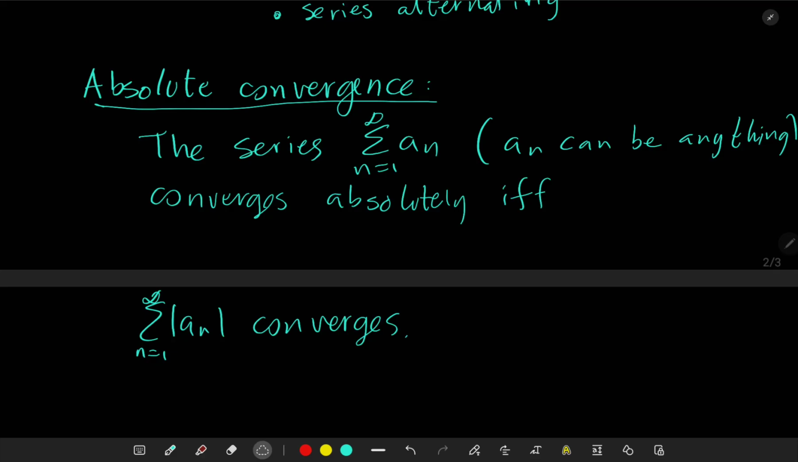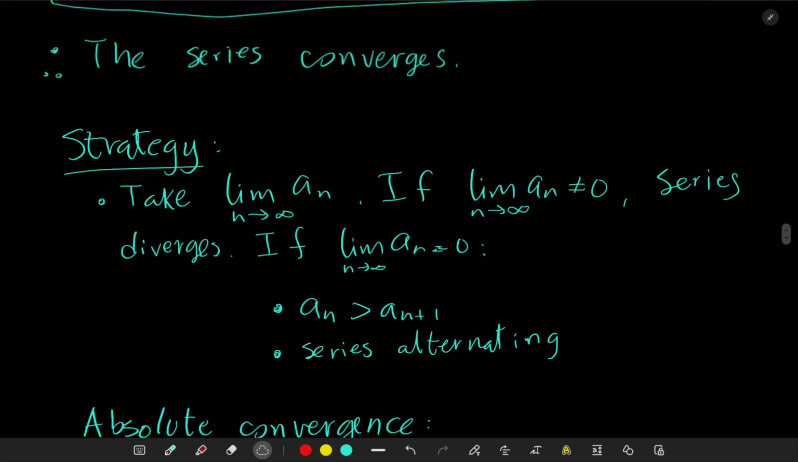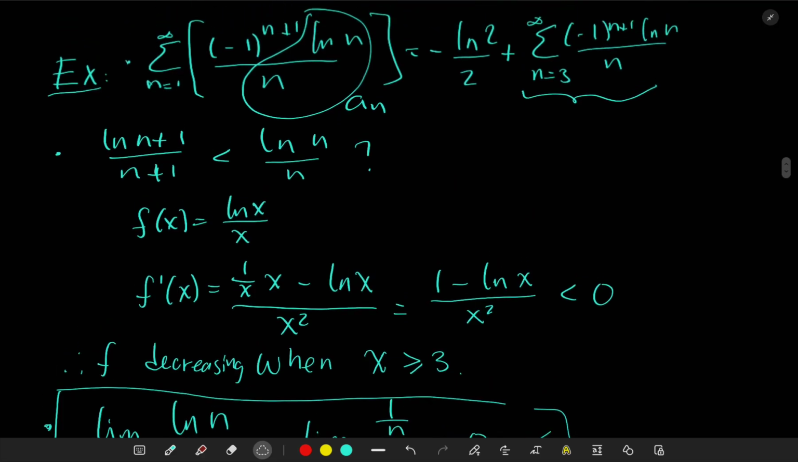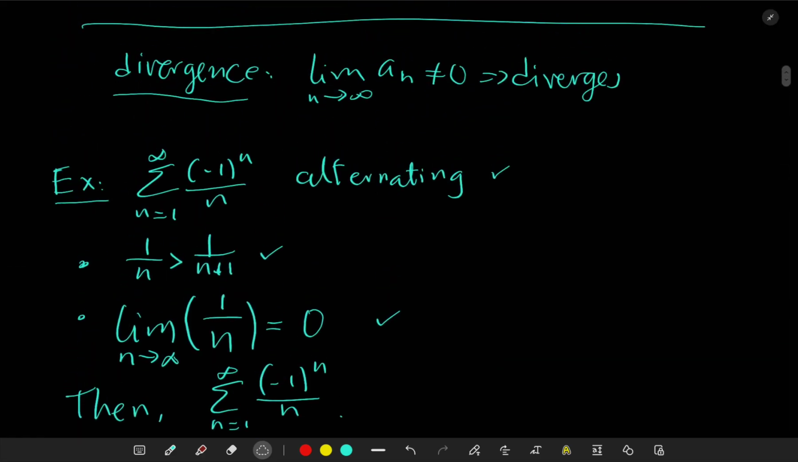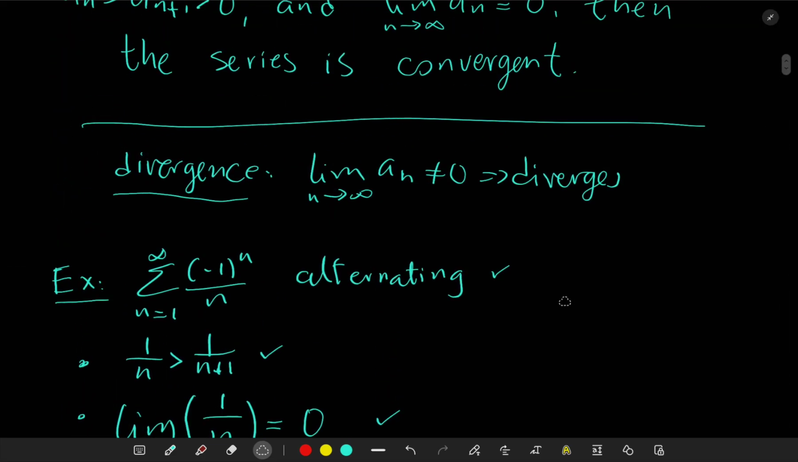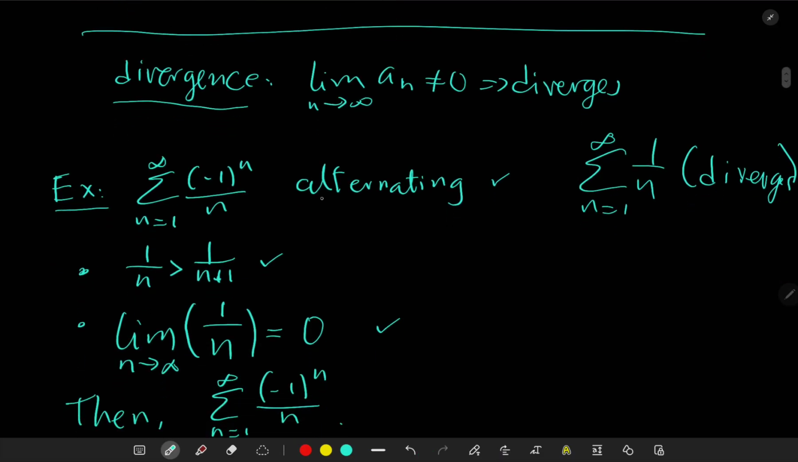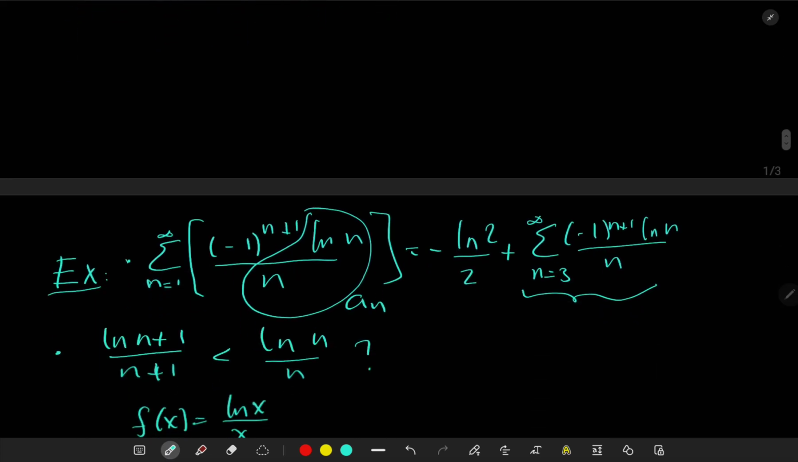So what it means is that, for example, these two series that I showed you, if you do the absolute values, you would have the series as n goes from 1 to infinity of 1 over n. This one diverges. So this does not converge absolutely, because you see this one converges, but the sum of the absolute values does not converge.